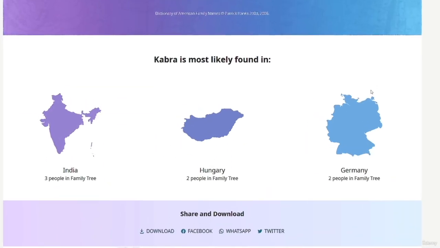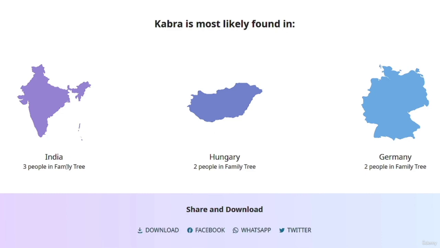So let me scroll down. We can see that the name Kabra is most likely found in India, Hungary, and Germany. This information is based on the database that Family Tree has. So it has 3 people from India with the name Kabra, 2 from Hungary, and 2 from Germany. I always like to use more than one website to make sure that the information I found on the first website is accurate.